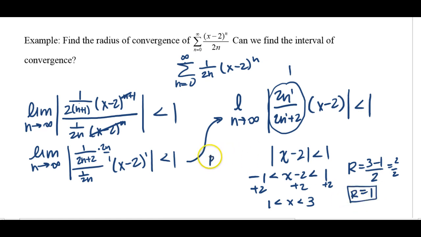But my possibilities for the interval of convergence are open 1 to 3, closed 1, open 3, open 1, closed 3, or closed 1, closed 3. We're not sure. We'd have to go back and plug 1 and 3 into this original x and then try to solve that infinite series.